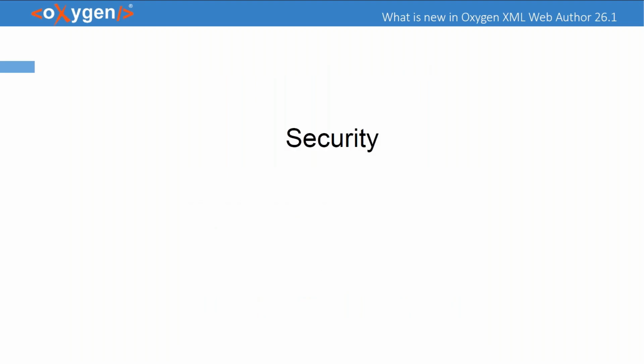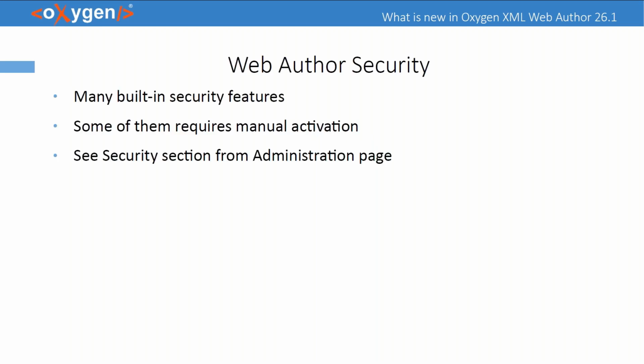Now let's talk about security, because security is an important feature of our applications. As a general note about Web Author security, Web Author has many built-in security features. Some of them require manual activation. See the security section from the Web Author administration page, because there you will see configurations for security, for example, firewall, trusted locations, application authentication provider, and much more.